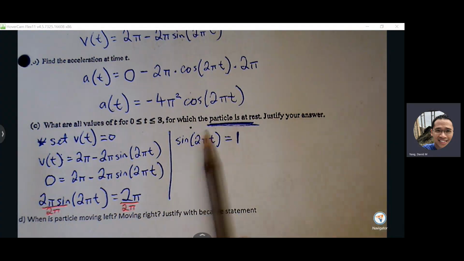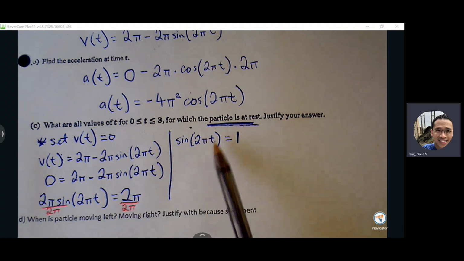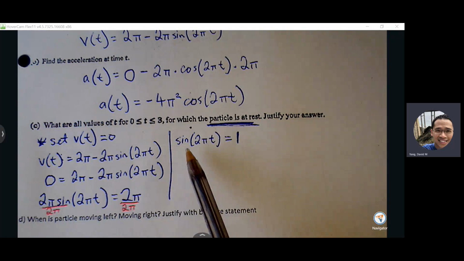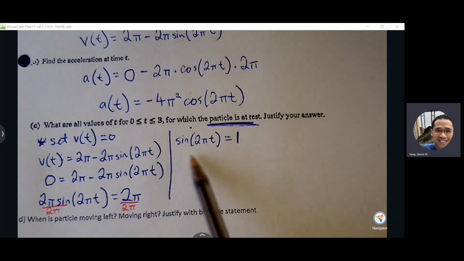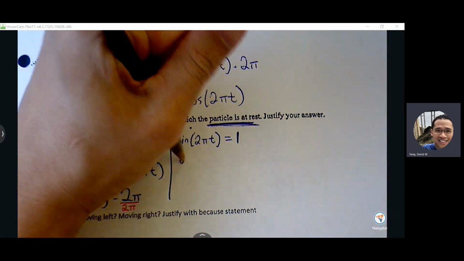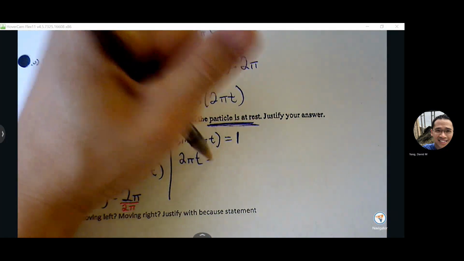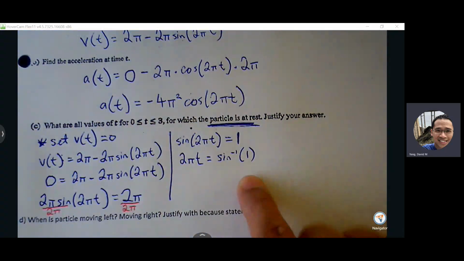Okay, so we have this strategy of solving for t by involving inverse. So we're going to just pretend like this parentheses is its own variable and move that sine over. Anytime I want to move sine from one side of the equation to the other, I'm going to involve inverse sine. So I'm going to say 2 pi t equals inverse sine of 1. So what does that mean?